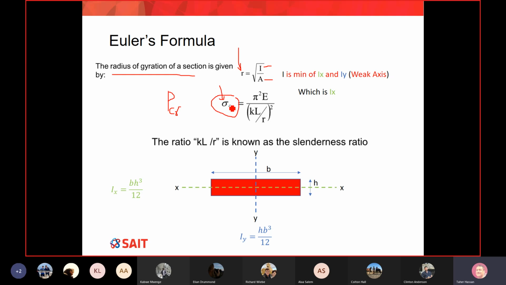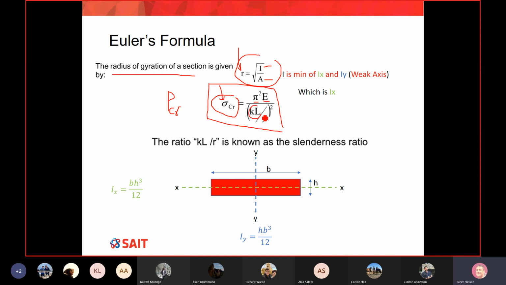So in this case, we're expressing a different formulation of Euler formula. So it's the same. This is Euler formula, but the difference is in this case Euler formula gives you the stress at which the column will fail in buckling. Nothing new. Pi square, same, multiplied by E, which is the material, the modulus of elasticity. But because of this mathematical manipulation, we're able to get a different form of our formula, KL over R.